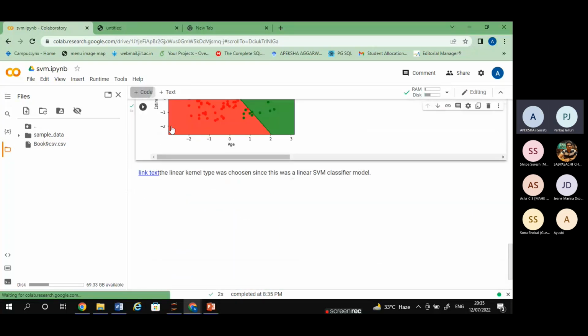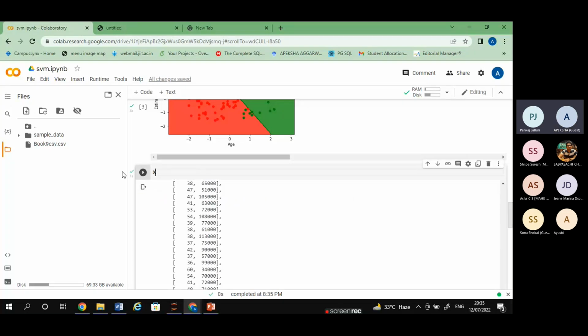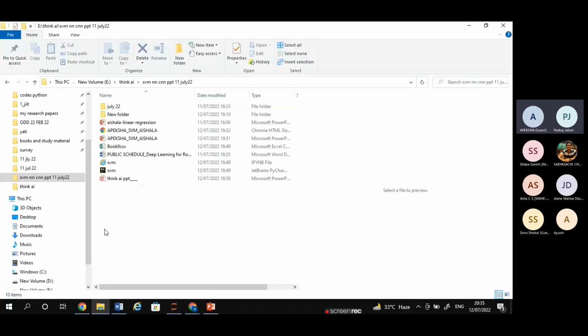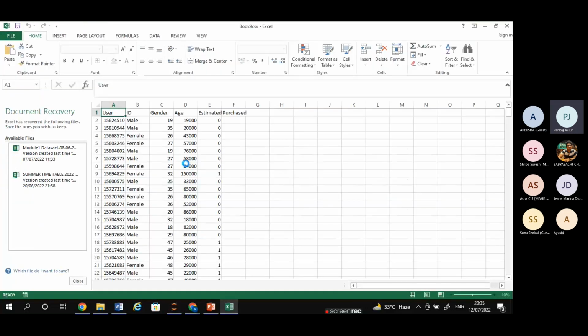So let's plot this data set. I've imported the book9.csv file, and it has several points. So let me show this to you. This is the data set I have.